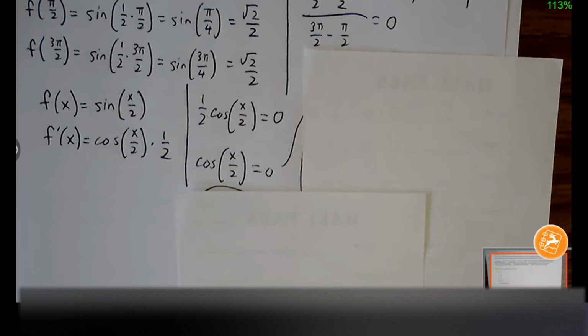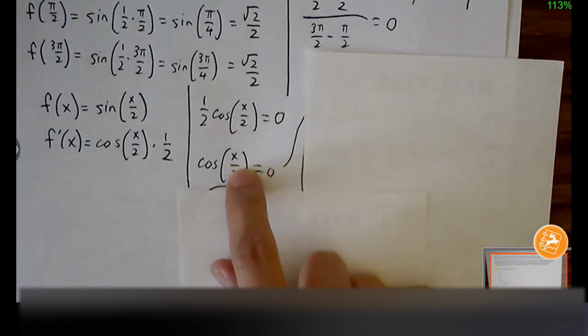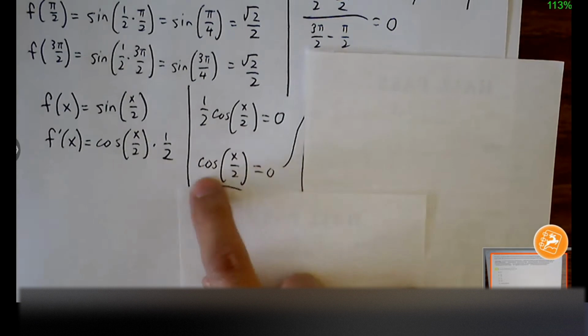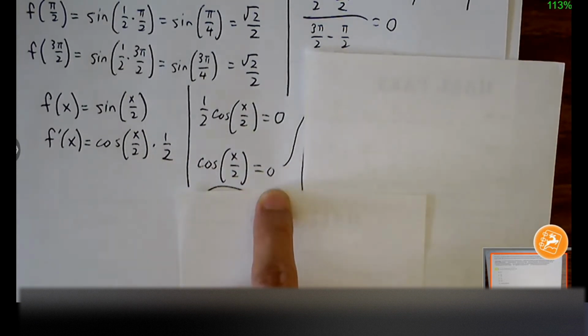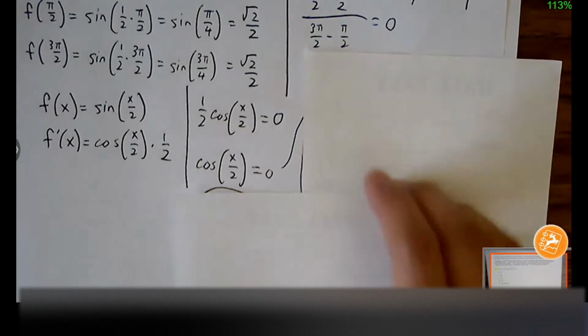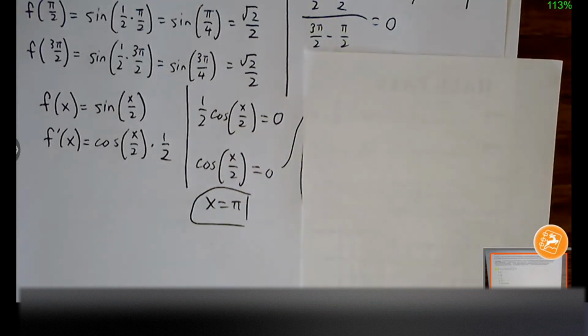So one thing I'm thinking of is pi over 2, right? If I insert x with pi, then this will become cosine of pi over 2. I know cosine of pi over 2 is going to be 0. Okay, so that's our answer. Answer is going to be pi. Does that make sense? Okay.